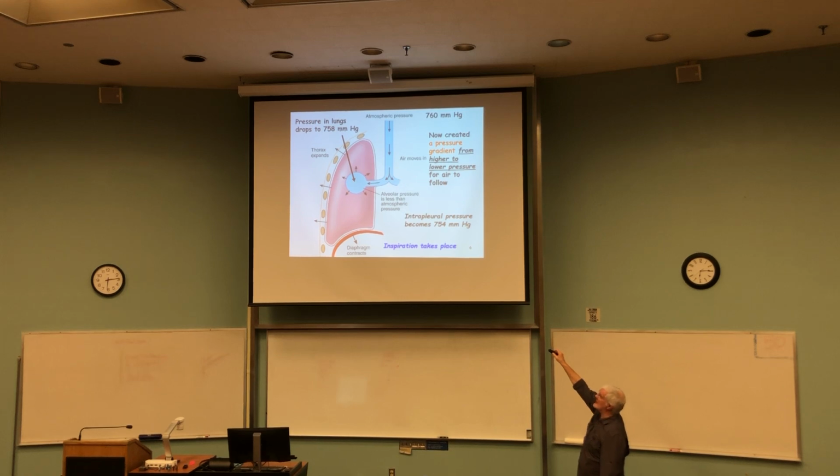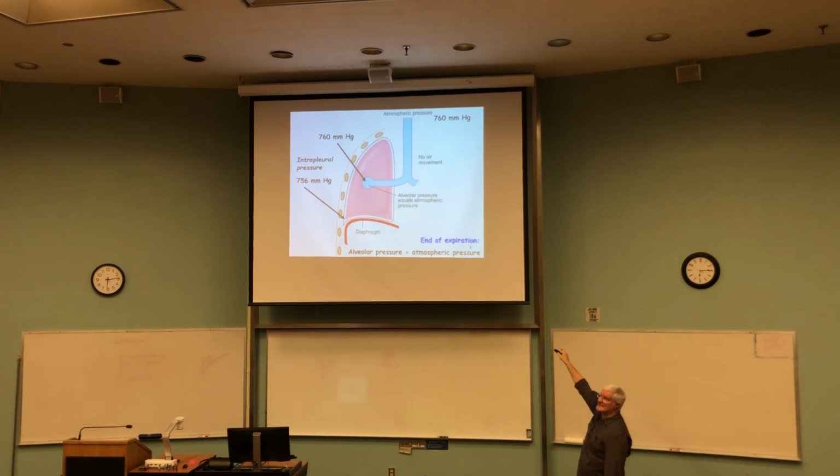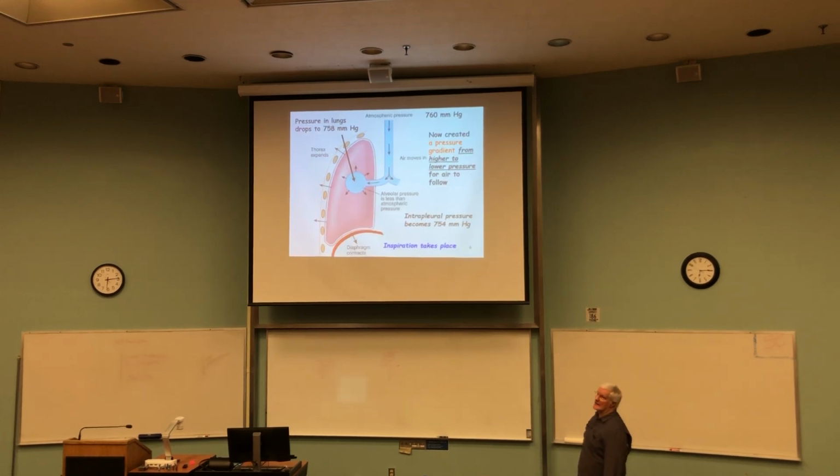Well, let's compare the pressure in the lungs to the pressure in the atmosphere now. The atmospheric pressure won't change as long as there's no storm moving through. But look what happened to the pressure in the lungs. It used to be 760. Now look what it is. It's 758. Not a very big change, but it's enough to create a gradient. It's enough to have air flow into your lungs. Doesn't have to be much.